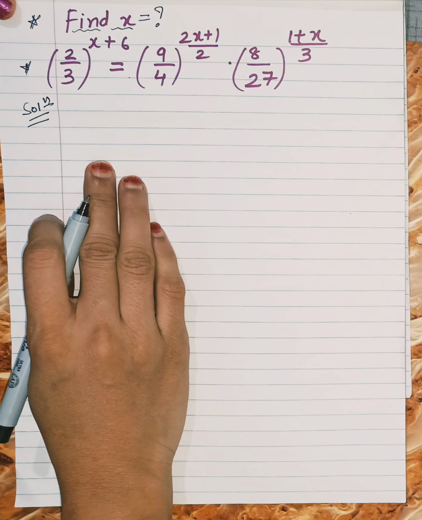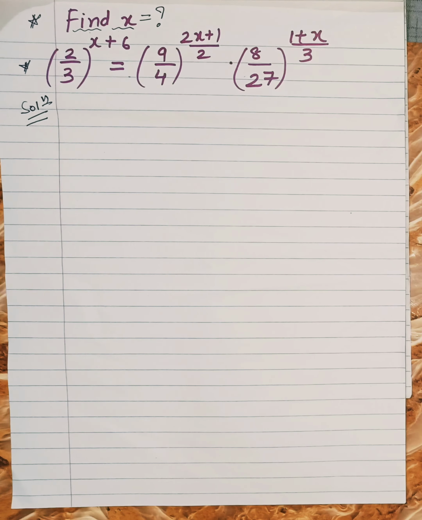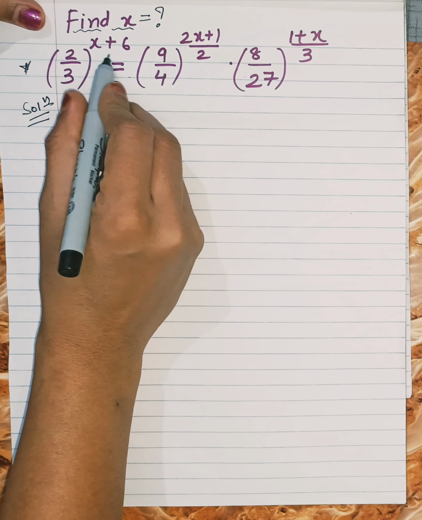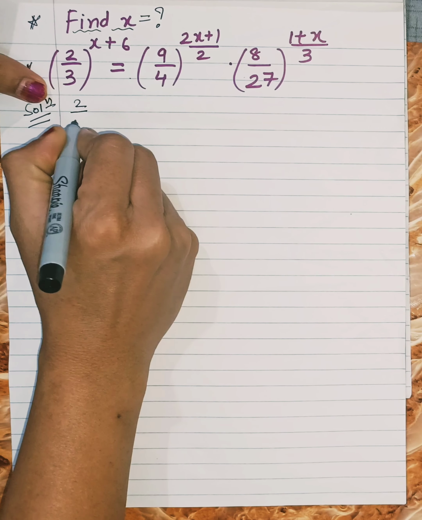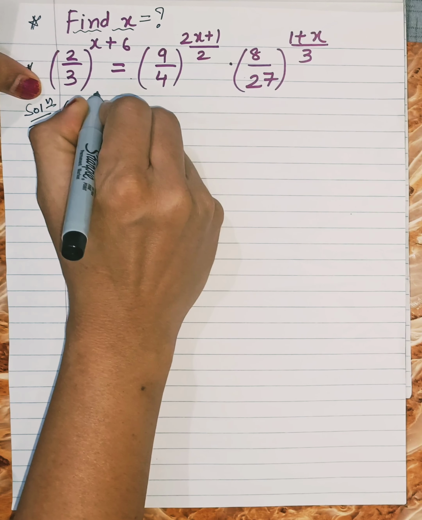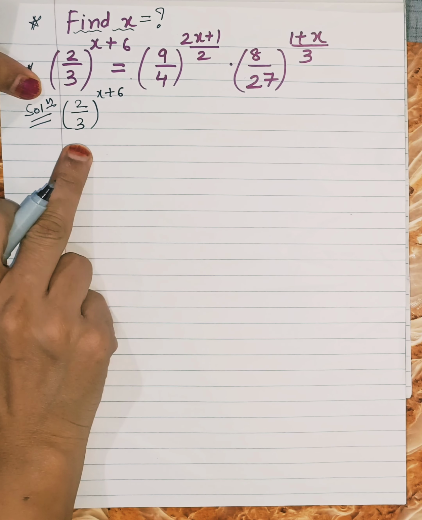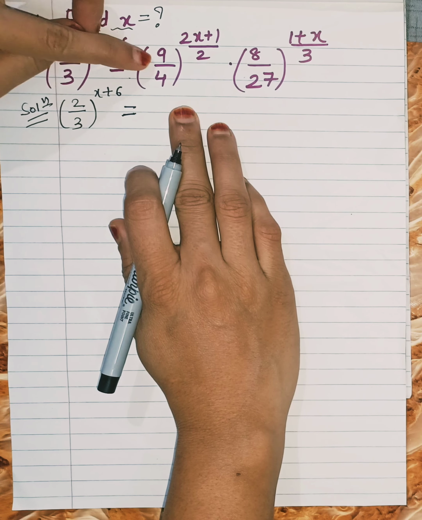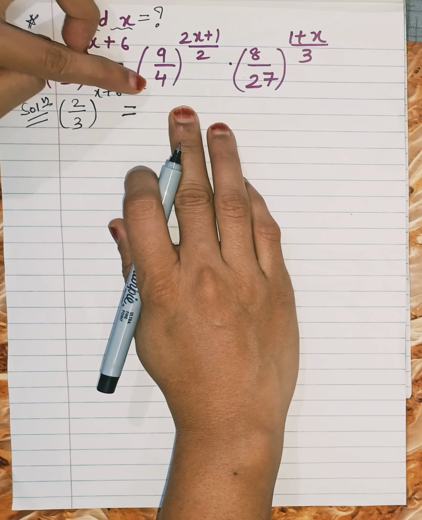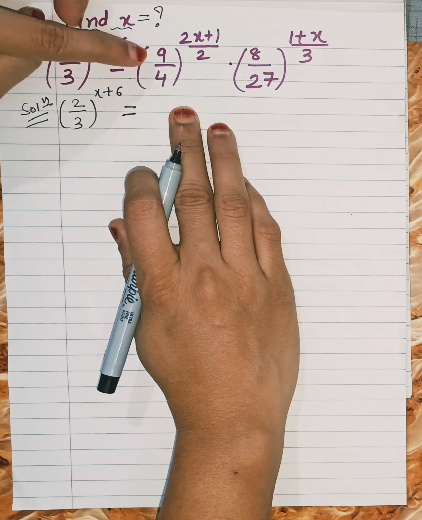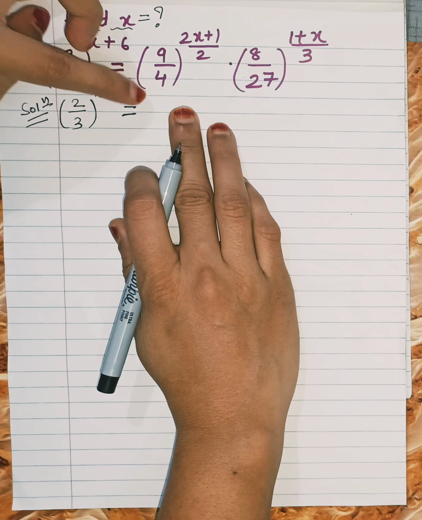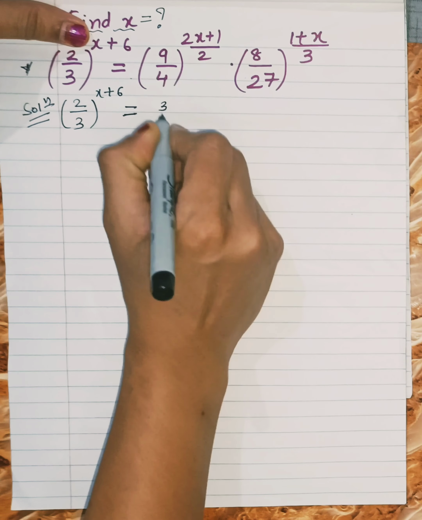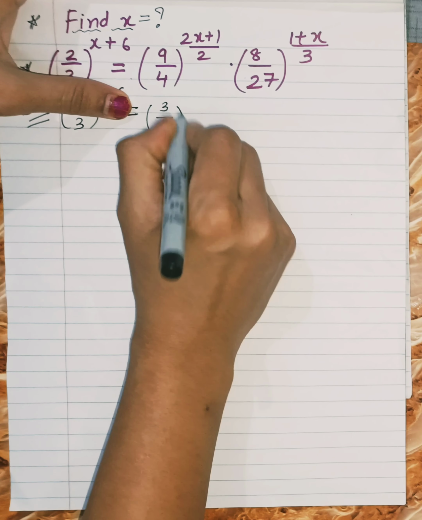So moving ahead with the solution part. If you see the question carefully, this (2/3)^(x+6), I am keeping as it is. Equals to, now here if you see 9/4, 9 is a perfect square number and 4 is also a perfect square number. So in place of 9/4, 9 is 3 squared and 4 is 2 squared. So these both are perfect square numbers. In place of 9/4, we can write (3/2) the whole squared.